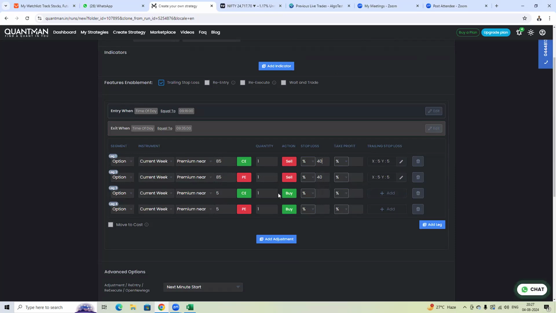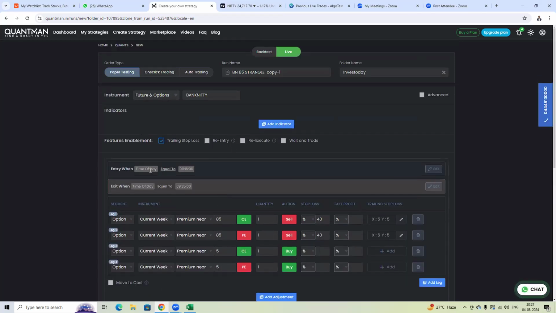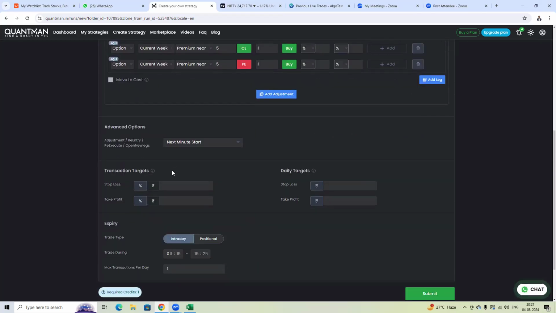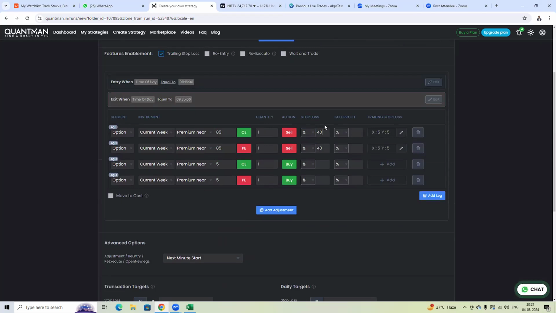Okay, and we are buying the hedges of 5 rupees, and we are not keeping any stop loss. This is only for the margin benefit. Because we are selling 85 rupees premium, we will be buying 5 rupees premium. So this trade will be only for 15 to 20 minutes. Okay, and here no other things are required because we have already placed a stop loss.